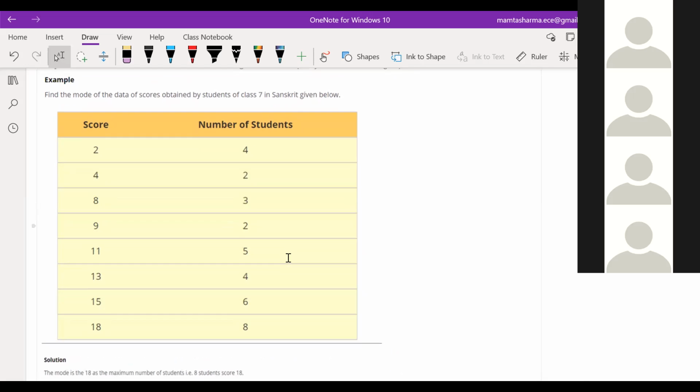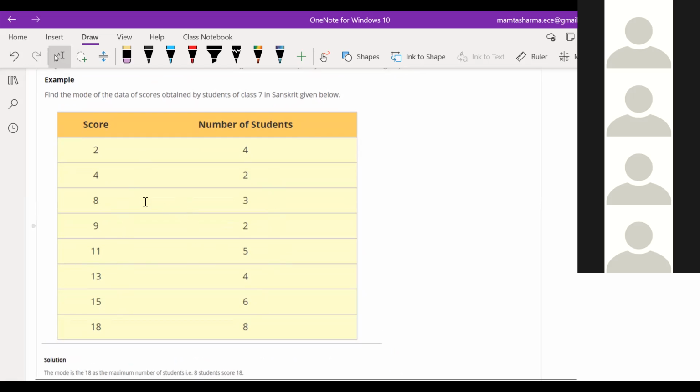Actually, this is the number of students. Number of students only, ma'am. See, ma'am, 4 is repeating, the number of students. This is the score. You have to find out the mode of their score, not the number of students.